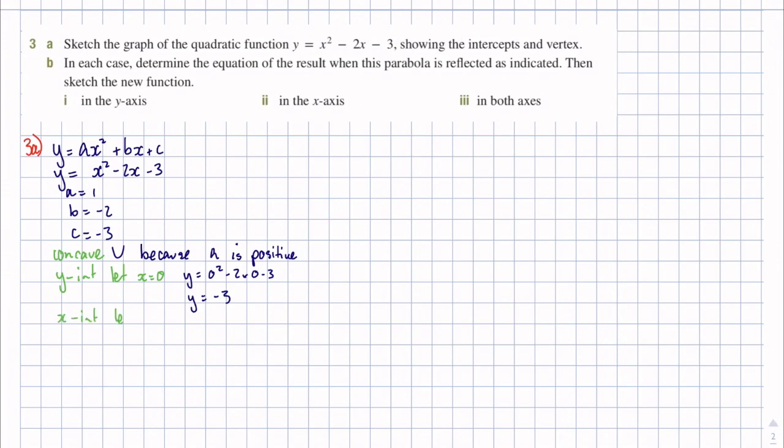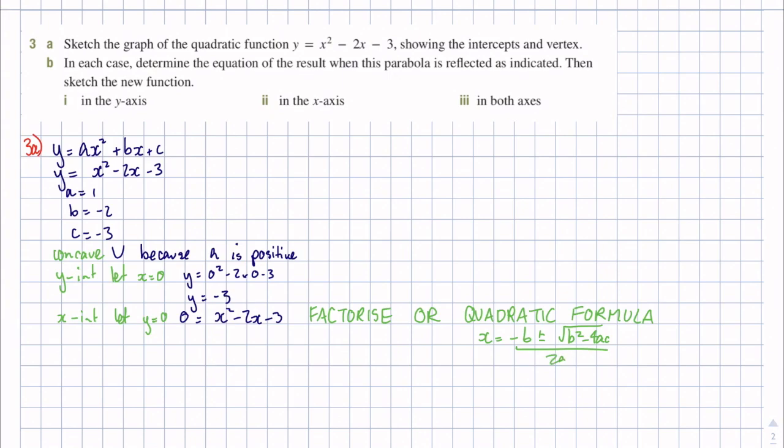X-intercept, let y equal 0. So we've got 0 equals x squared, take 2x, take 3. Now, you either factorise or quadratic formula. X equals minus b plus minus the square root of b squared take 4ac all over 2a. I'm not going to do that.